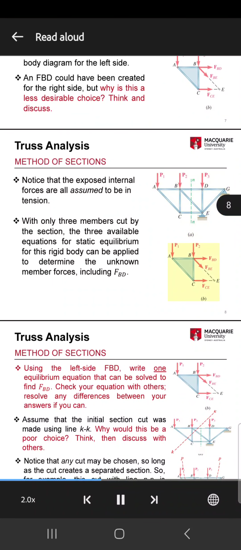The section is created by making a vertical cut through members BD, BE, and CE. The member forces are FBD, FBE, and FCE. Notice that the exposed internal forces are all assumed to be in tension.